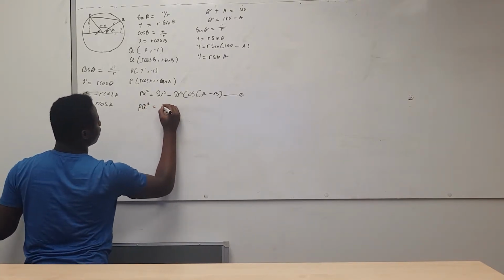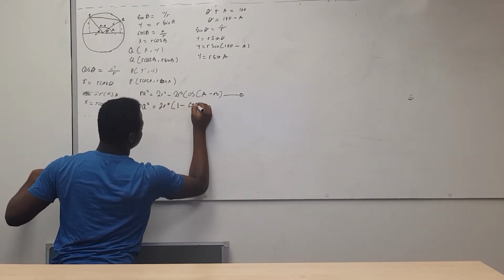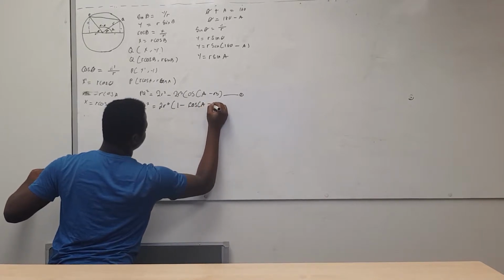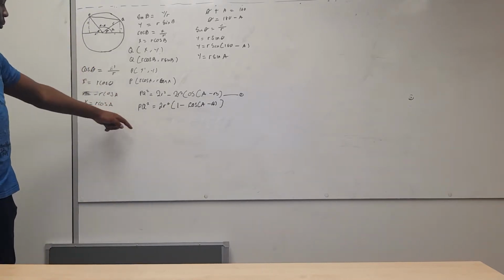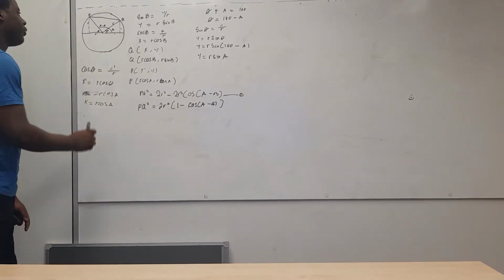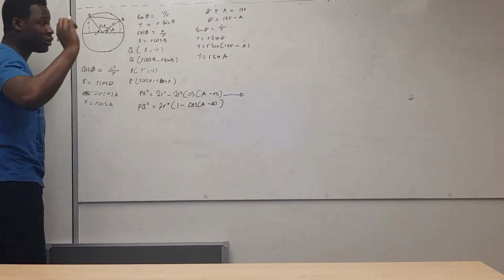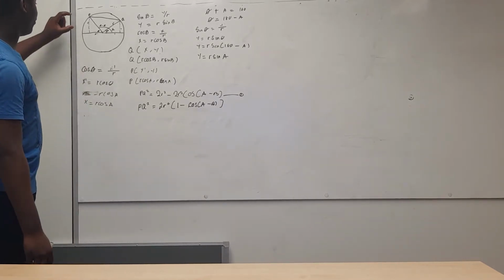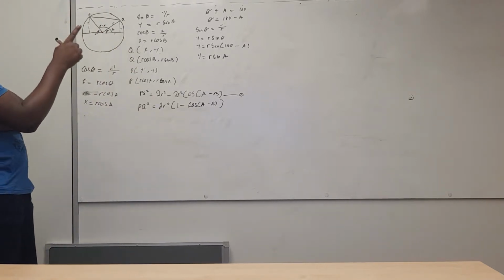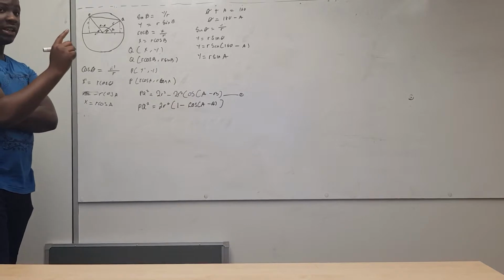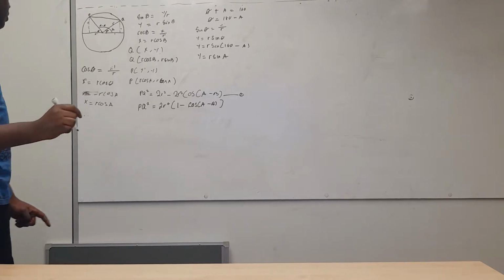PQ squared is equal to 2r squared times 1 minus cosine a minus b. Okay, so that's true for PQ squared. We also know something: if we bring a point below Q such that if we join the line between the point P and the point N, and the point N and the point Q, it gives us a right angle triangle, which means that the angle PNQ is 90 degrees.